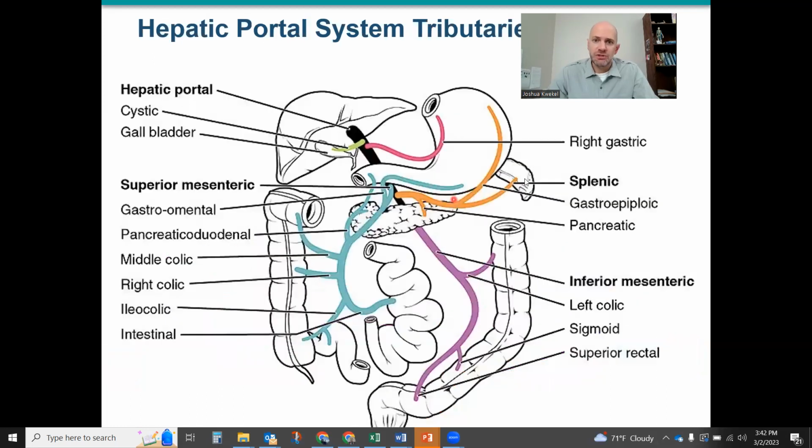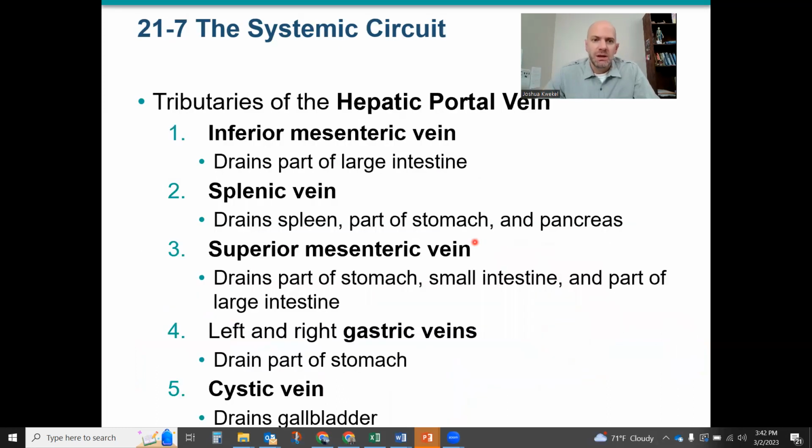And this is just a diagram showing you the portal veins, all the tributaries that are contributing to the portal vein, shown in black. So you have the right gastric, the hepatic portal, the superior mesenteric, the inferior mesenteric, and the splenic. Basically anything that's to the gut. The gut includes everything from the stomach down to the rectum. Okay. All right.